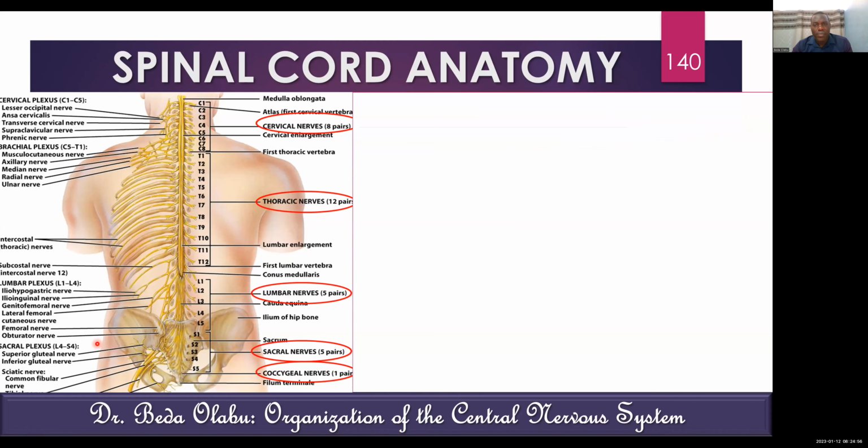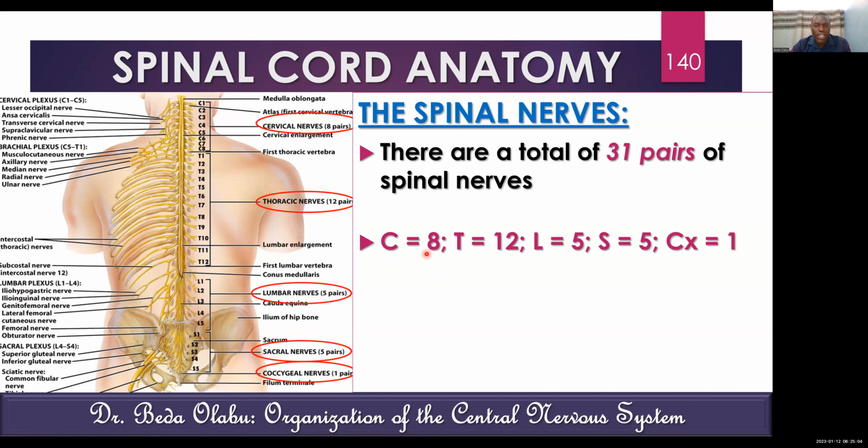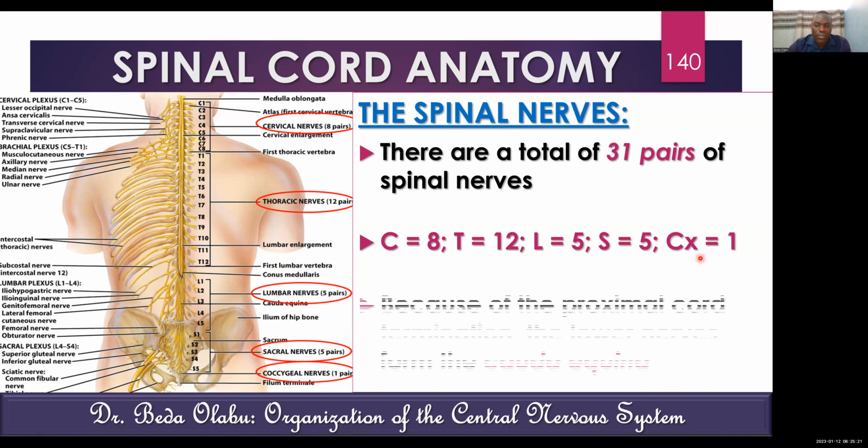All right, let's talk about the spinal nerves in great detail. So there are 31 pairs in total. We know that 8 pairs come from the cervical region. We name them C1 to C8. 12 pairs from the thoracic segment. That's how we name them. 5 pairs from the lumbar segment, 5 pairs from the sacral segment, and only 1 pair from the coccygeal segment.